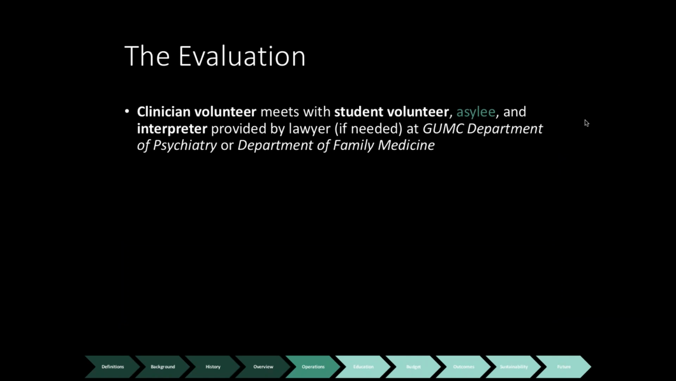So as far as the evaluation, once all of the coordination takes place, the clinician volunteer will meet up with the student volunteer as well as the asylee at either of two locations. Both are associated with the Georgetown Medical Center. One is the Department of Psychiatry and the other is the Department of Family Medicine. If needed, an interpreter is also provided, and we do our best to match the clinician and student volunteers with the asylum seeker's language. So if an asylee speaks Spanish and we have a clinician and student volunteer that are able to speak that language fluently, we'll match them with that case.